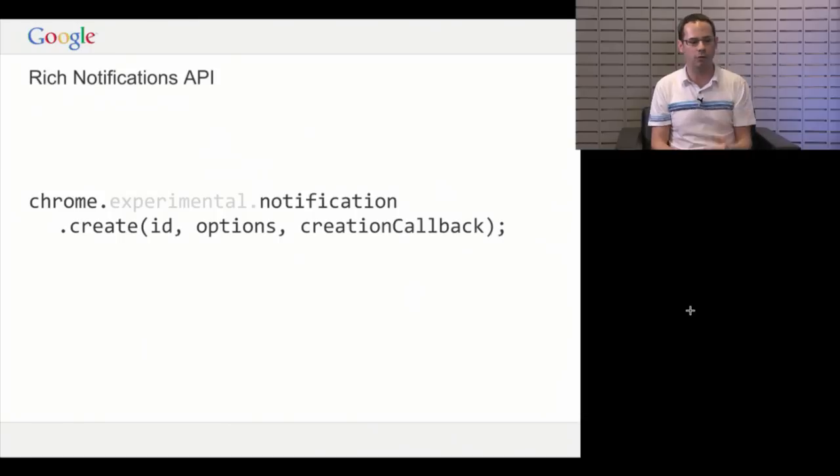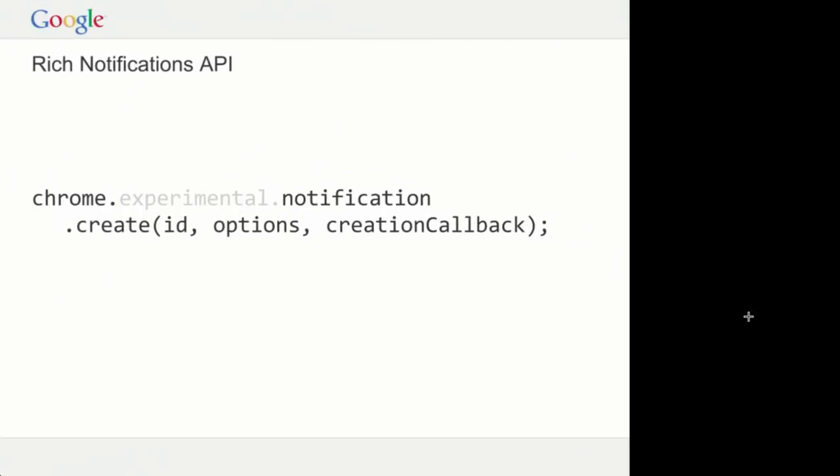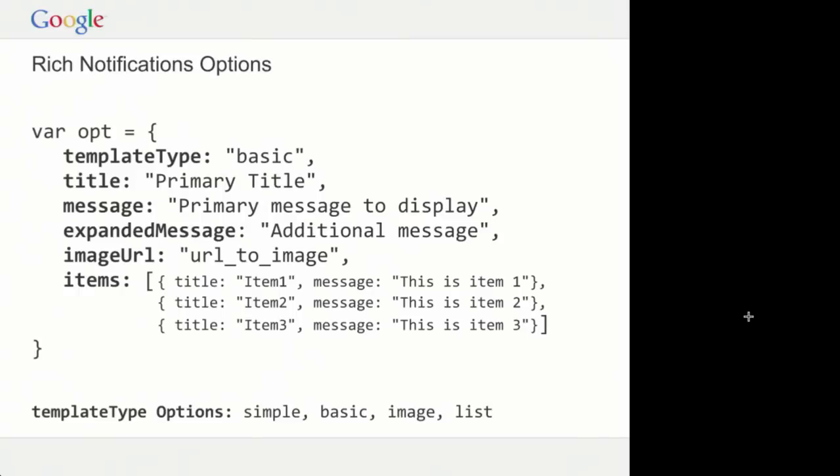So the rich notification API is chrome.notification.create, and there are 3 parameters it takes. An ID, so that on any of the callbacks you know which notification showed up. There's options, which we'll talk about in a sec, and a creation callback, which gets called once the notification has shown up. The object that you pass for the notification takes a couple of different things.